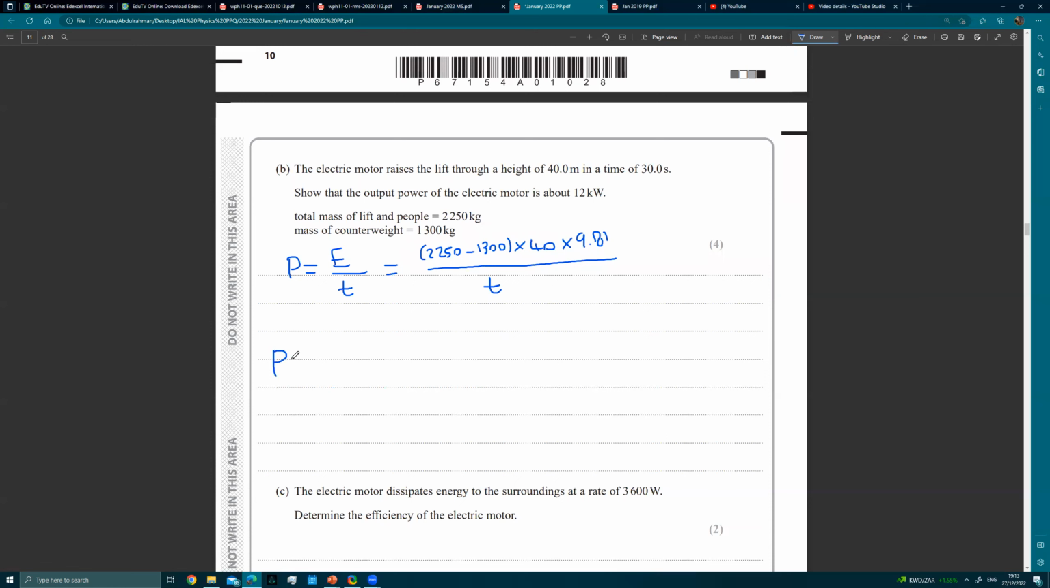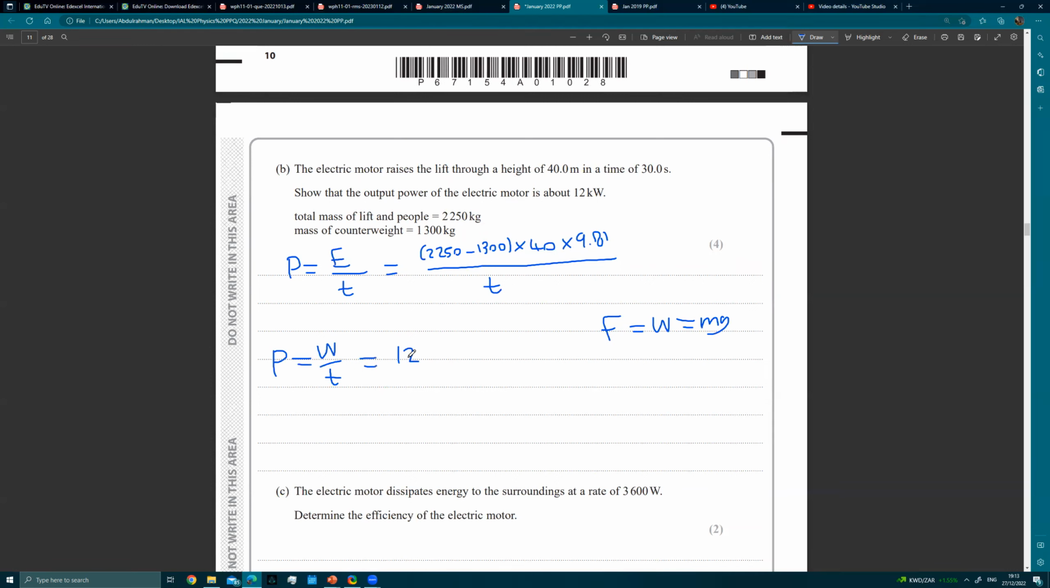Good. What you technically did is work done over time, where the work done is the force times distance, and the force is the force of gravity, which is weight, which is mg. And that's, by the way, where mgh comes from. So good. What did you get as the final answer? 12,000?